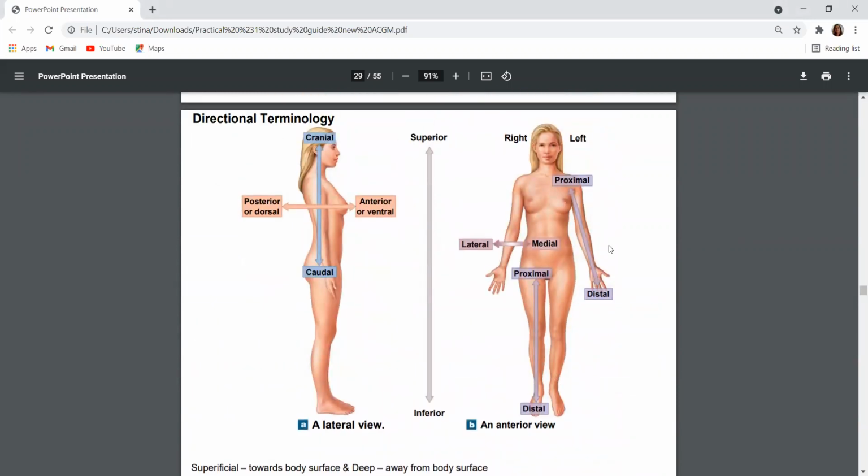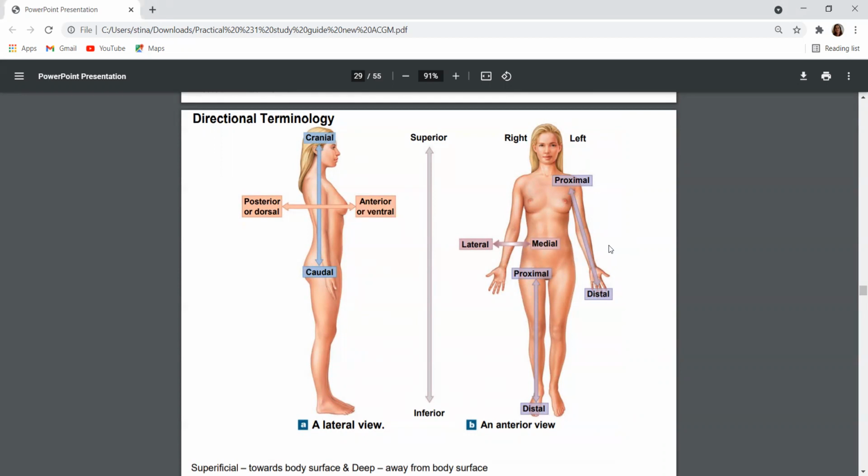Okay, let's do another one with medial and lateral. So looking at the picture on the right-hand side, your nose is what to your ears? Your nose would be medial to your ears.